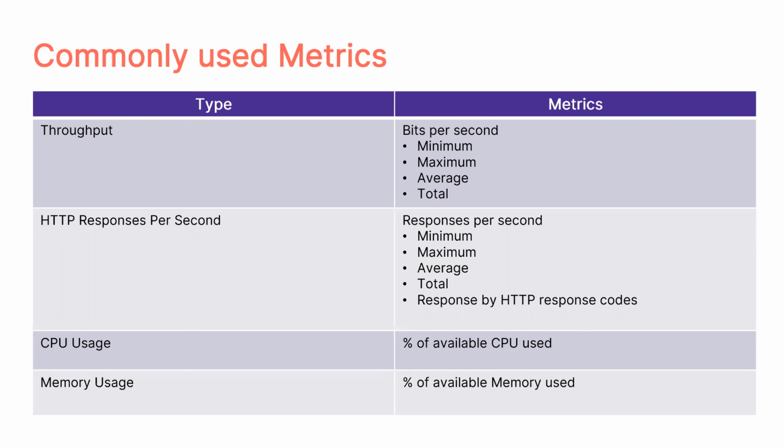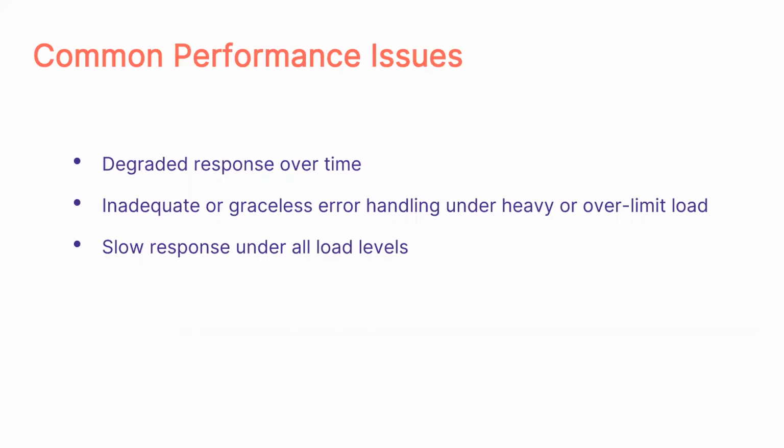The memory usage metrics determine the amount of memory required to process a request. The metrics also give information about the amount of memory used during the execution and the free space available. So these are the commonly used performance metrics. And then we look into some of the common performance issues.